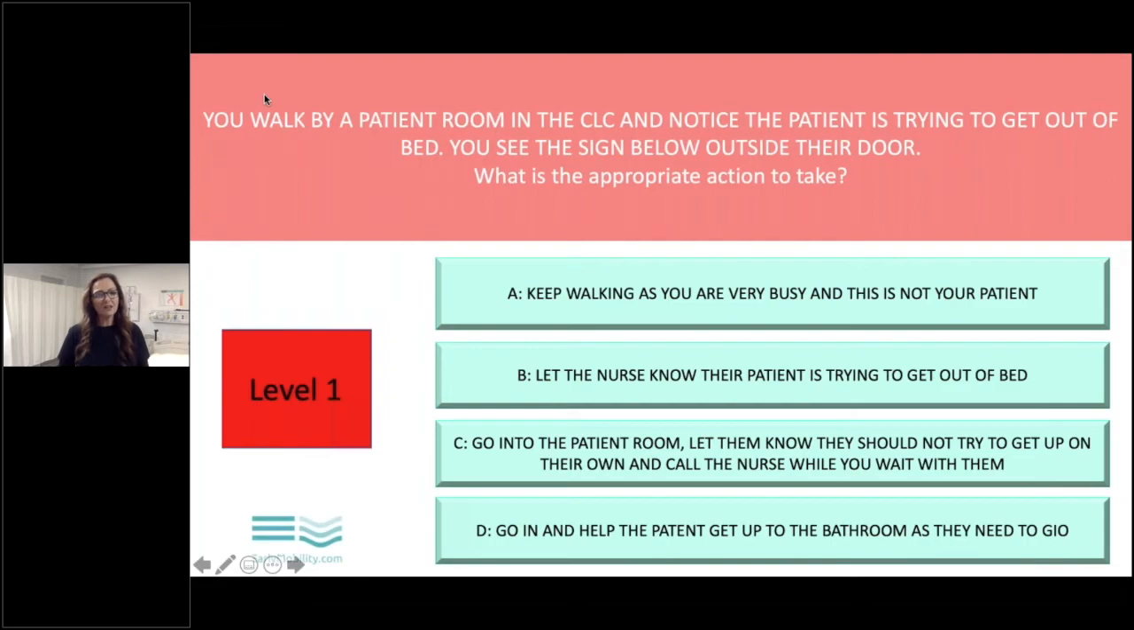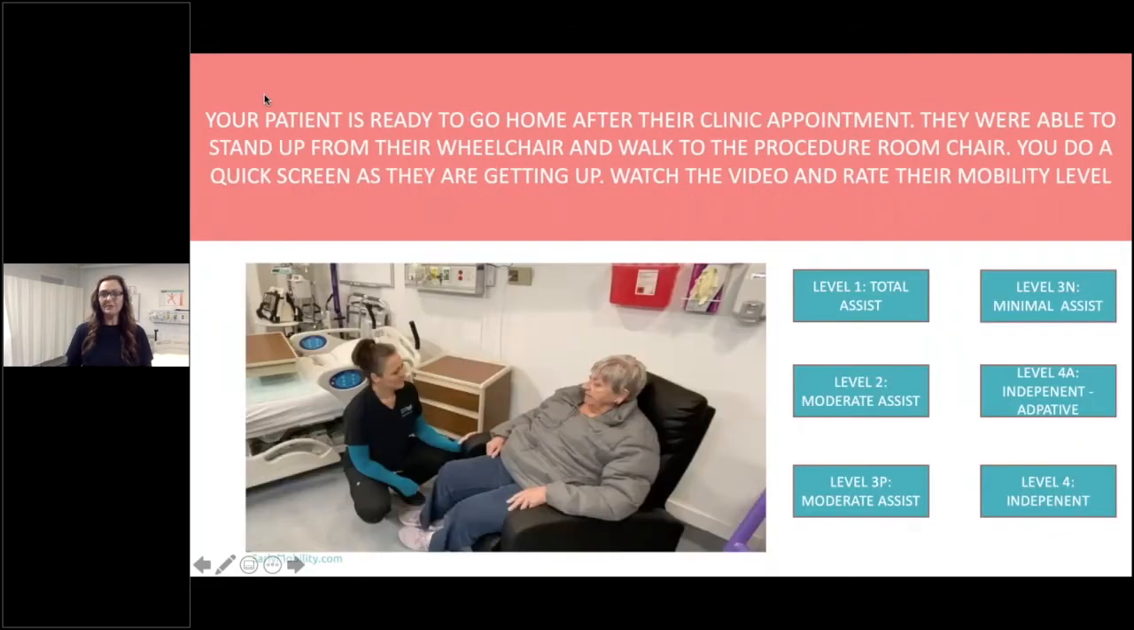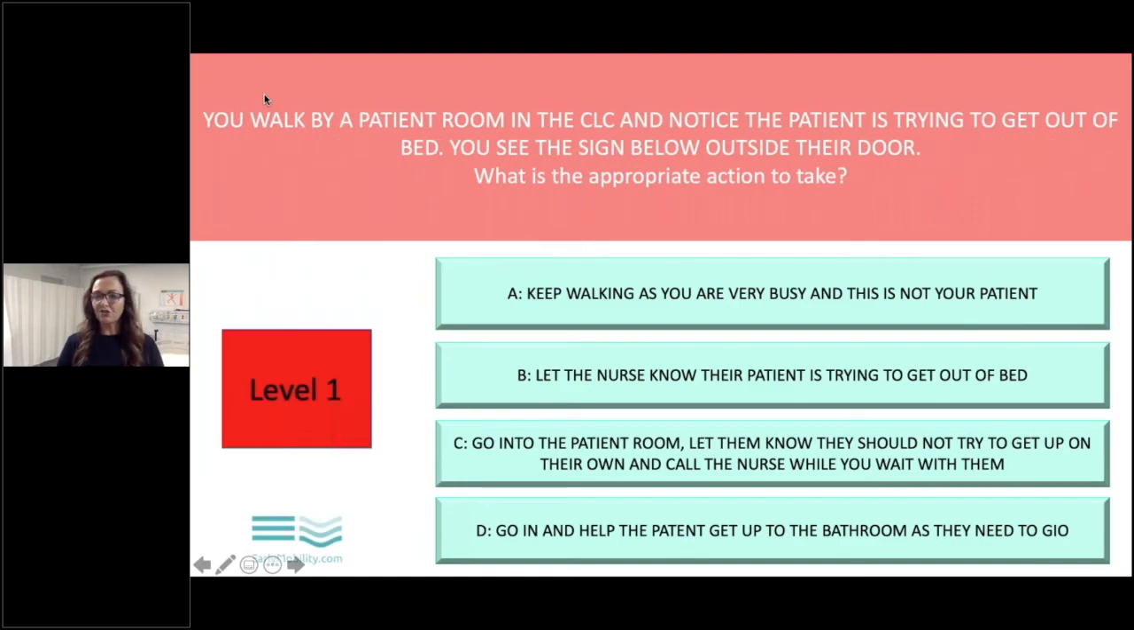The answer correctly is C. Go into the patient's room, let them know they should not try to get up on their own, and call the nurse while you wait with them. You know that a level 1 patient cannot get up out of bed safely by themselves. And this is how you can use the MSST to help prevent falls.